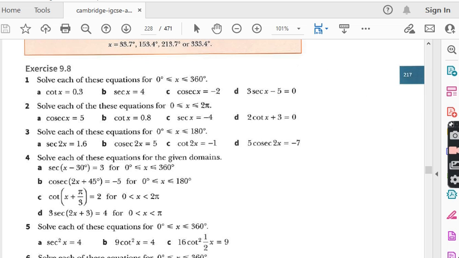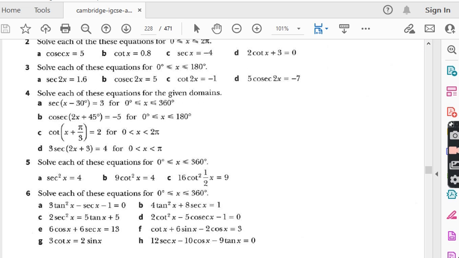But if you feel any problem in this question or in the previous question, write in the comment box. I will help you. What next? Only 2 questions are left in this exercise, question number 5 and question number 6. I will try to finish this exercise in a single lecture, otherwise in 2 lectures I will finish the whole exercise.